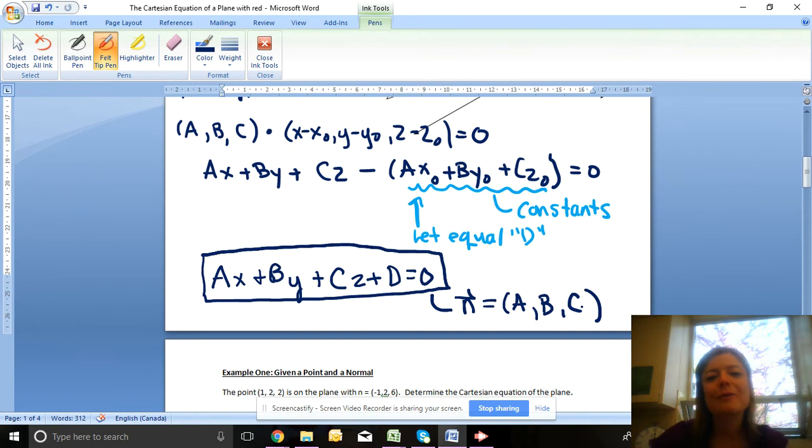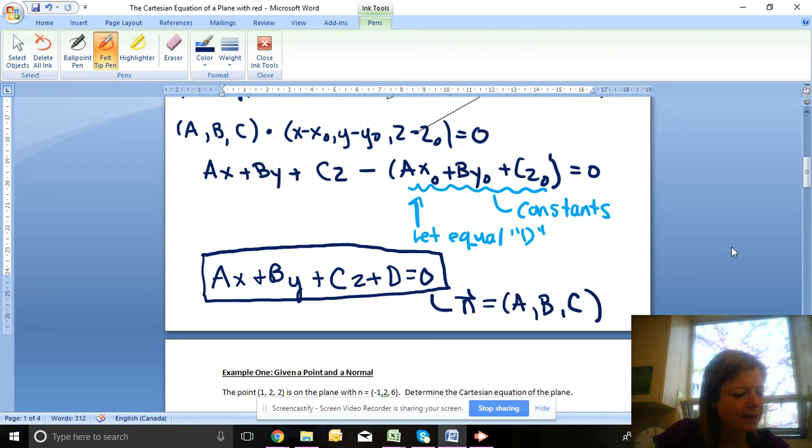Anyway, you can just let all these constants be D, and then you get your Cartesian equation, Ax plus By plus Cz plus D equals 0. So it's very similar to the Cartesian equation of a line. It's just that we have an added term here because our normal is in 3-space.